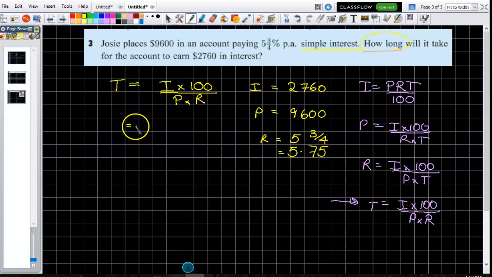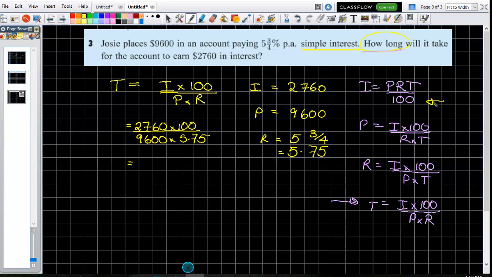Okay, so this just becomes 2,760 times 100 all over 9,600, times 5.75. Pardon? Why is this one not 0.? Great question, because this has got the divide by 100 here in the formula. So that was one of the things you had to remember. When you're doing simple interest, don't divide by 100 because it's in the formula already. Is that okay?